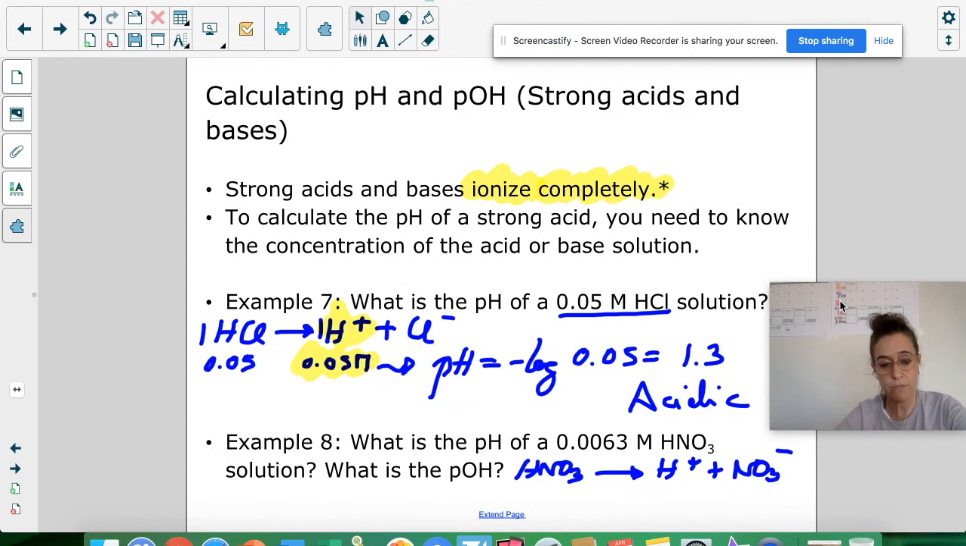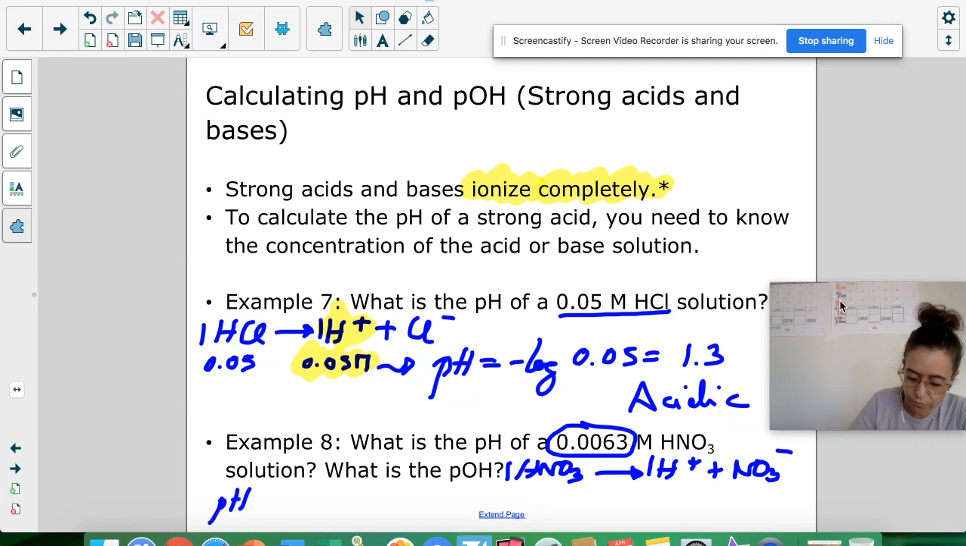And if 0.0063 molar is the concentration of the acid, and the ratio of acid to protons is 1 to 1, that means that the concentration of the protons is also this number here. Because it's 1 to 1, I don't have to do any changes. The pH of this solution is going to be the negative log of 0.0063. And the answer to that is 2.2.